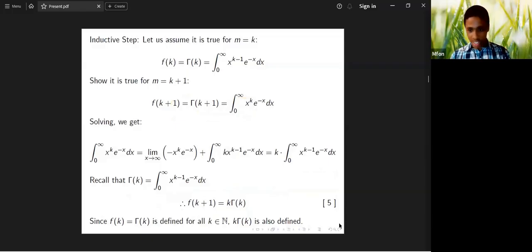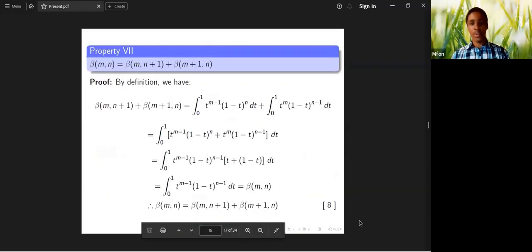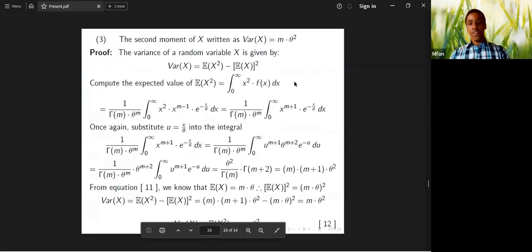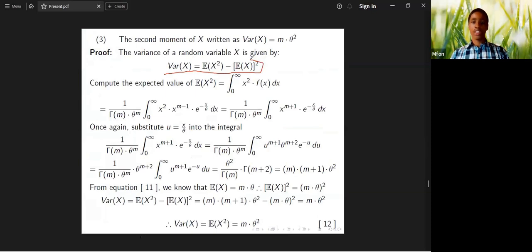So let's go on to the next proof, which is the second moment of variance, as some may call it. The variance of x is equal to m times theta squared. We now use the fact that the variance of x is equal to the expected value of x squared minus the mean all squared. We already know that the expected value of x, or the mean of x, is m times theta. Now, what we really need to find is the expected value of x squared, which is defined as follows.